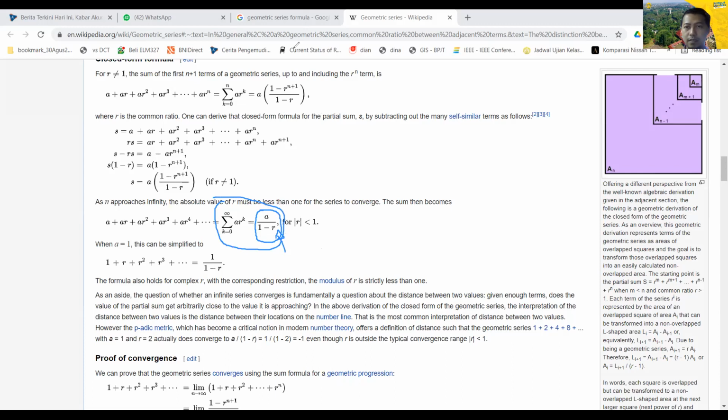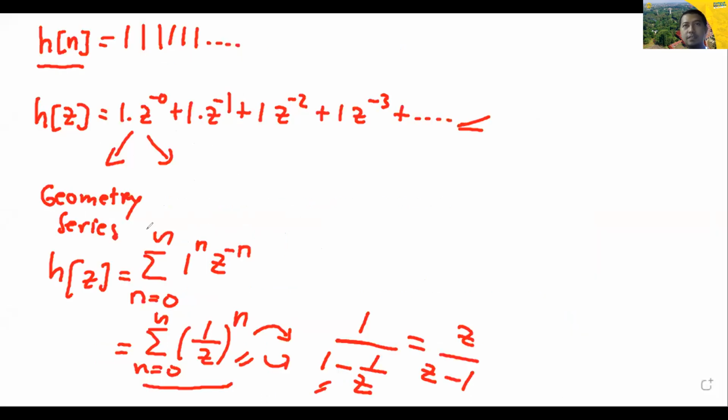Okay, this is using the geometric series. But if you are a bit confused, or you don't remember how to express it with the geometric series, there is another way. This is just for fun.